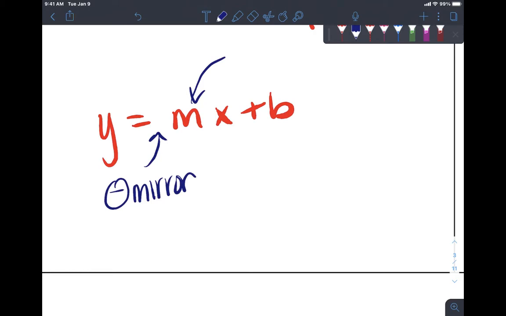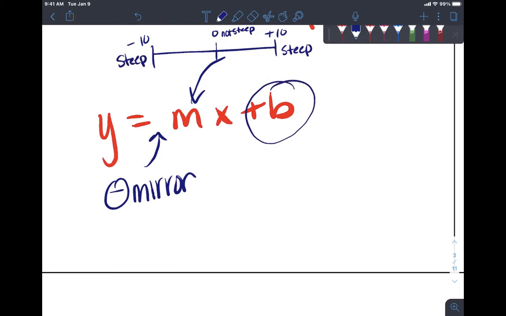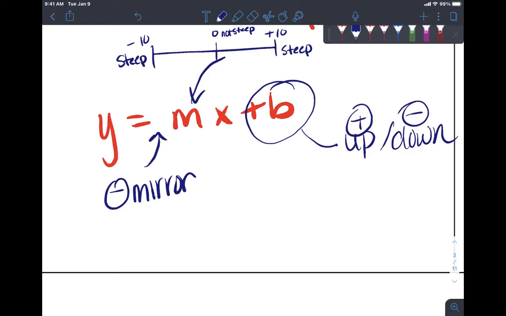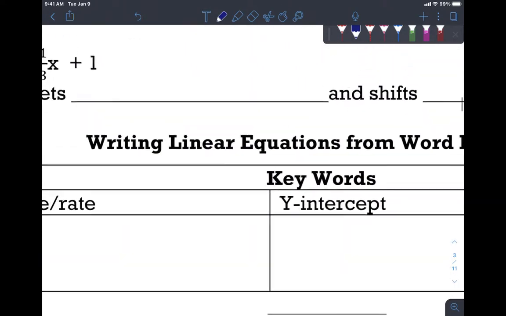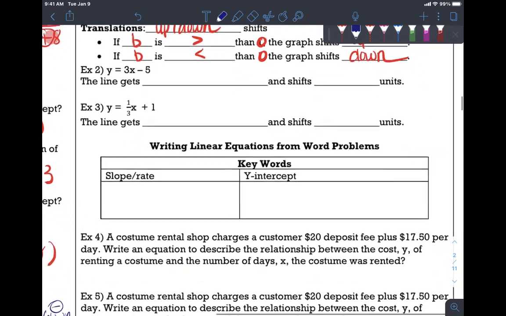My slope is not steep at all here in the middle, and this is very steep out here and out here. And finally, my b value tells me up and down, with positive being up, negative being down. All right, so let's go ahead and take a look at a couple of examples.